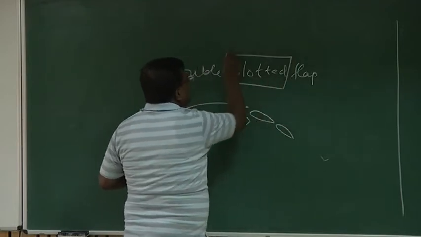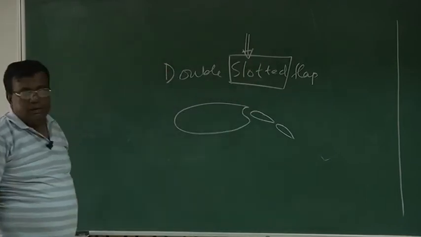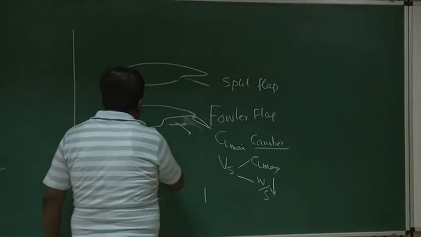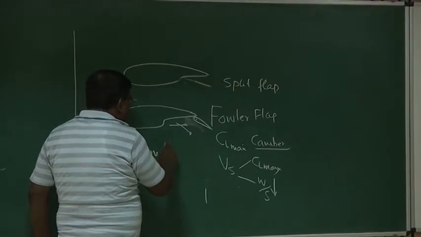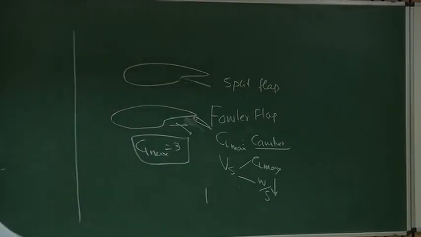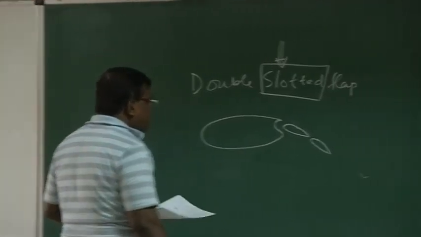Please understand this new term, slotted. Why was the slot necessary? Before I go into this, let me complete this part. The CL max up to 3 is achieved. These are numbers I repeat again and again; these are some representative numbers. You can Google and find out what is happening in different configurations.